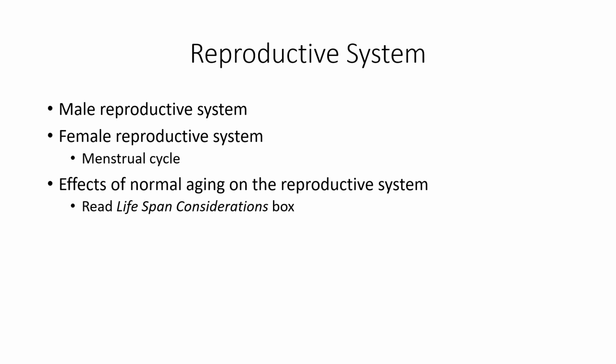Hormone changes in men, well, they tend to be more subtle. Sperm production decreases, but it does not stop. Also, testosterone production decreases, but not significantly. Now, you have some lifespan considerations that you need to make sure that you look at in regards to reproductive disorders in older adults. So they've got it bulleted there for women and men, so make sure that you look through those and read them.